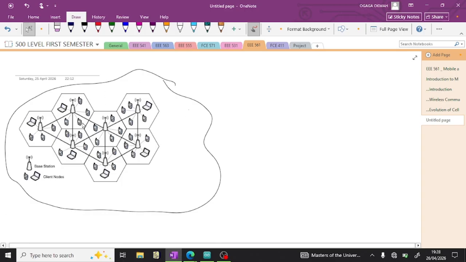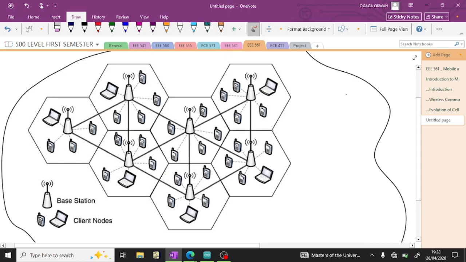Now, in this region or area, when you zoom in, you will see that there are base stations. Look at these things. It's called a base station. A base station is what we locally refer to as mast. Some people call it mast, some call it max. MTN mast, Glo mast, that's actually the base station. It's like a tower when you look at it.